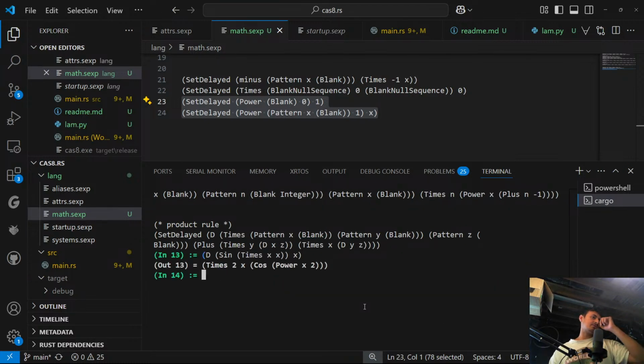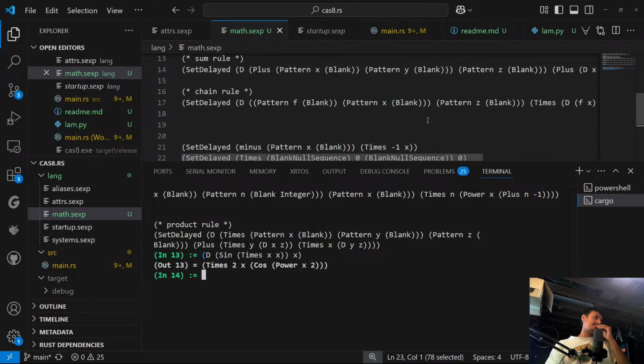Bro, look at my chain rule. Look at my freaking chain rule, bro. That's the chain rule, son. That's the freaking chain rule, dog. That's so sick.